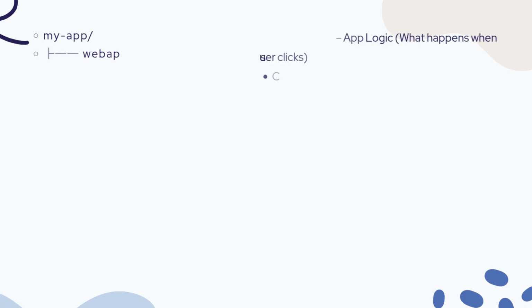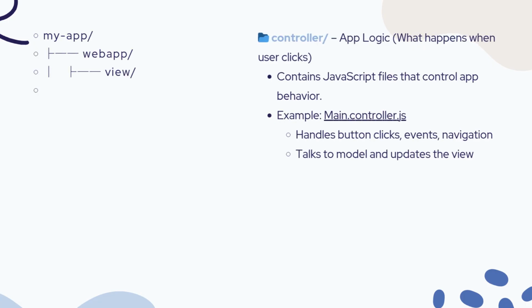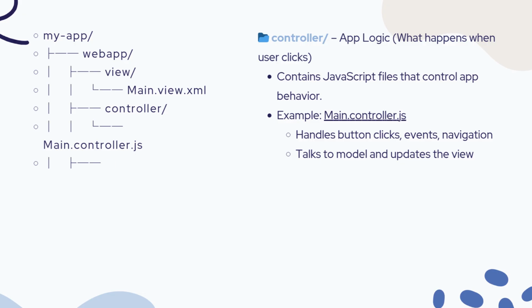Next comes the controller folder. This folder has JavaScript files that control how your app behaves. For example, main.controller.js. This is where you handle button clicks, write search or filter functions, talk to the model like data and update the view.